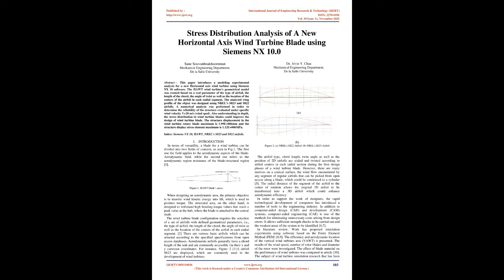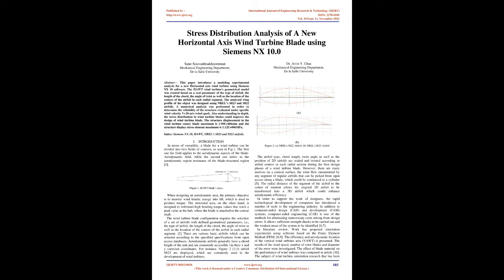The structure displacement in the wind turbine rotary blade is a maximum of 1.99E+006 mm, and the structure stress element maximum is 1.12E+006 MPa. Index: Siemens NX10, HAWT, NREL's S823 and S822 airfoils.